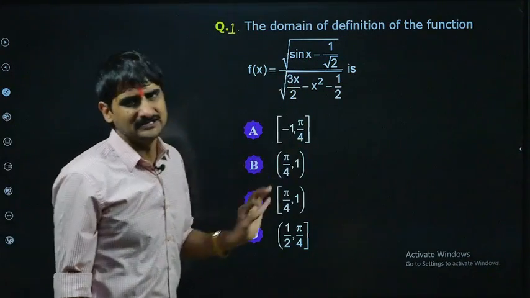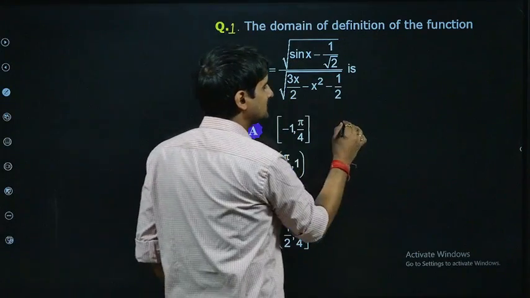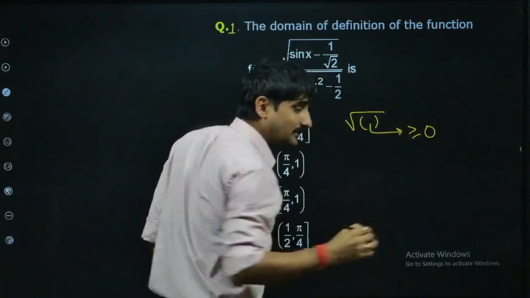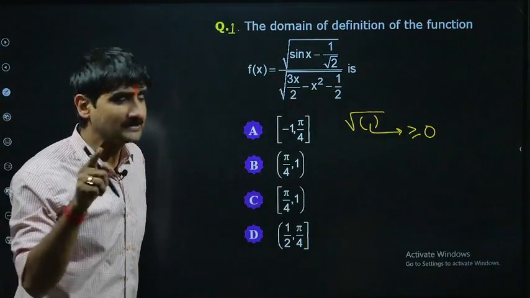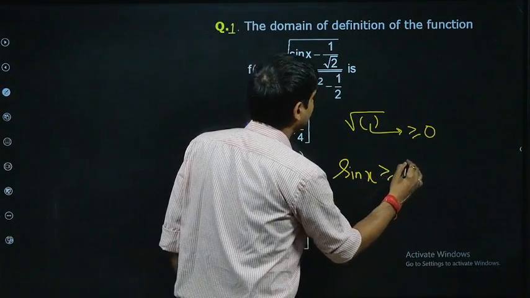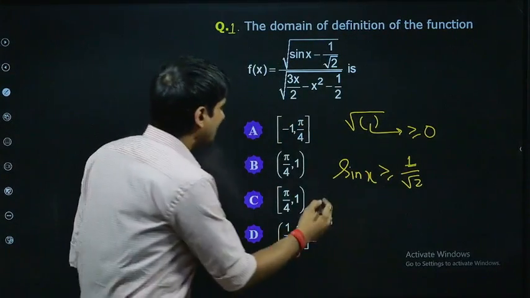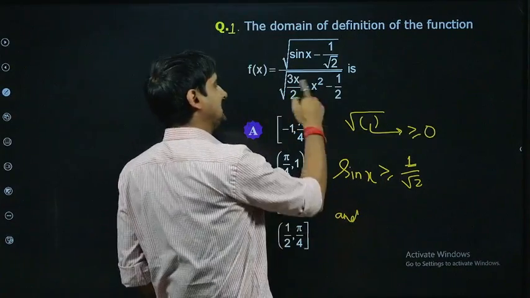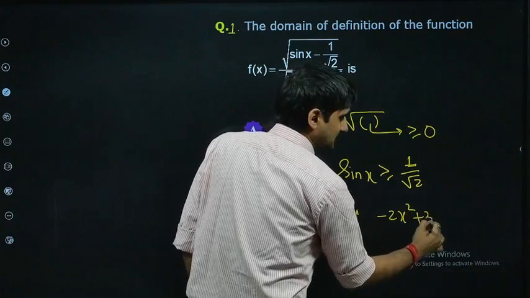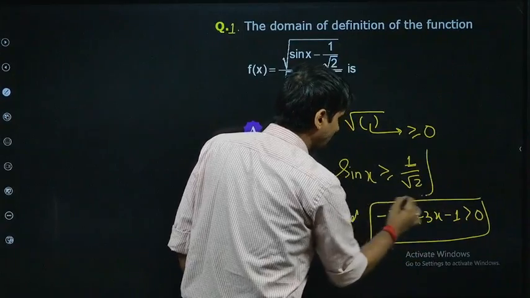So the domain, that's an easy question, isn't it? For the domain, we know anything within a square root has to be greater than or equal to 0, but at the same time the denominator can't be 0. So it's sin x greater than or equal to 1 by root 2. I think all of you will agree. And in the denominator, if I take LCM, it's minus 2x squared plus 3x minus 1 should be greater than 0. Now we have to solve this.